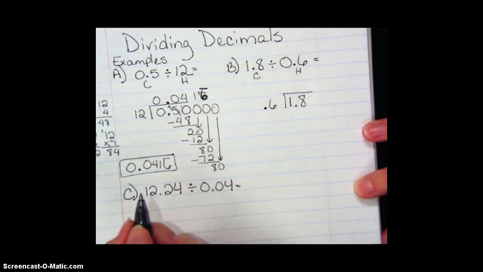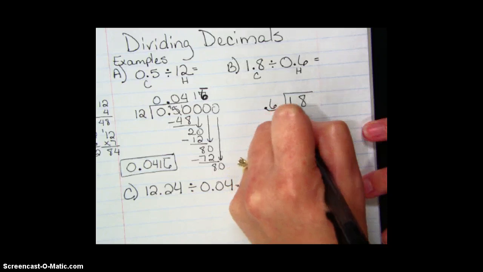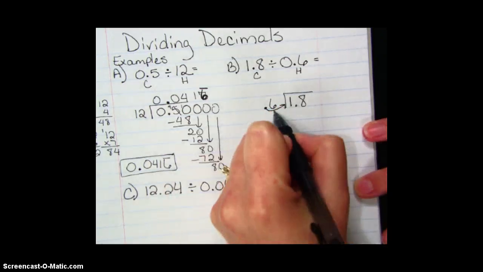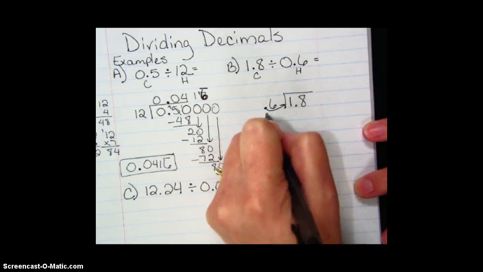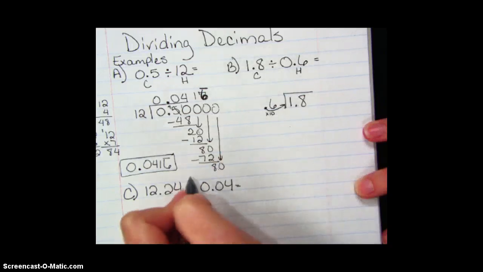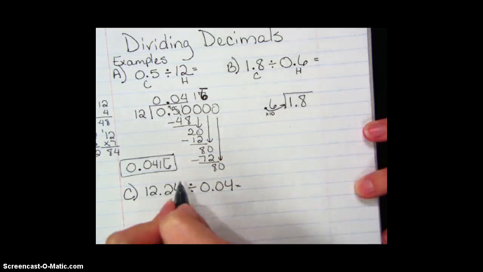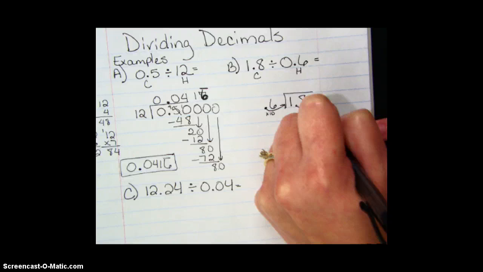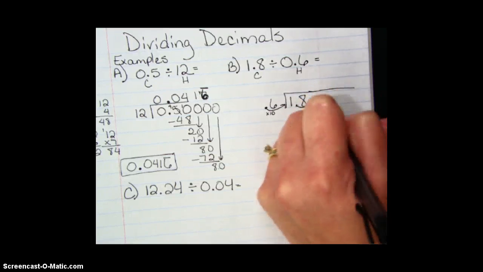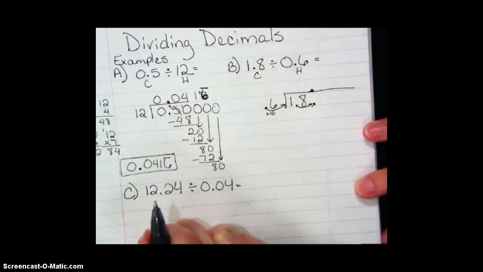Okay, so the next thing I look for is my divisor. Do I have a decimal? Yes. If I have a decimal, I kick the ball to the wall. And notice how I moved it one place to the right. That's multiplying by 10. Well, whatever I do to the outside, I have to do to the inside. So I'm going to multiply by 10, or kick the ball one time to the right, and bring up my decimal point.